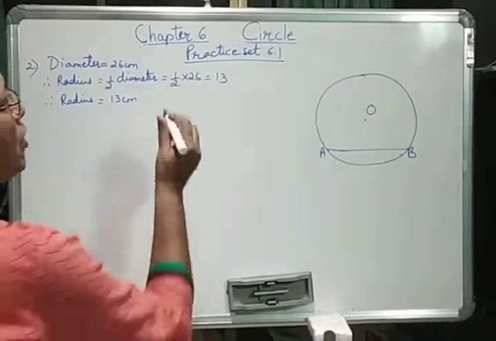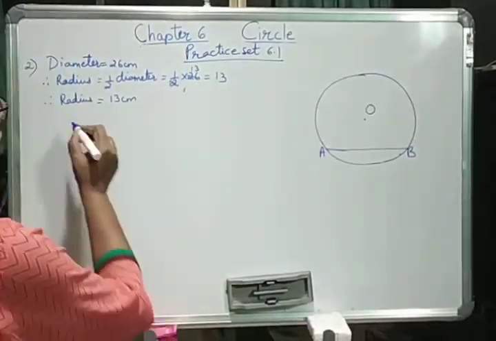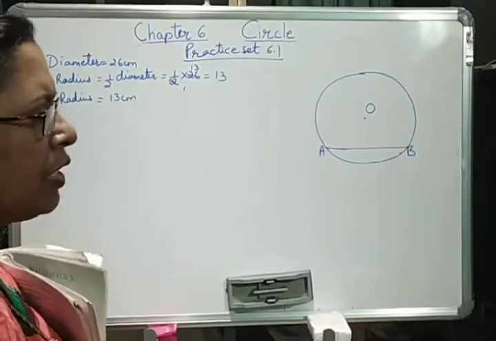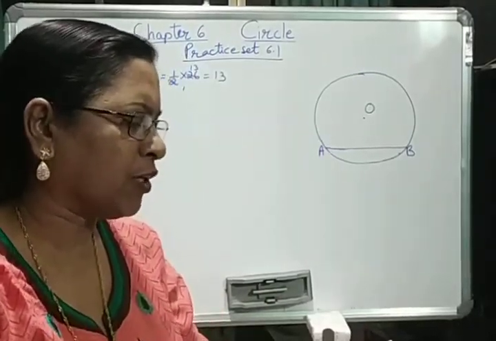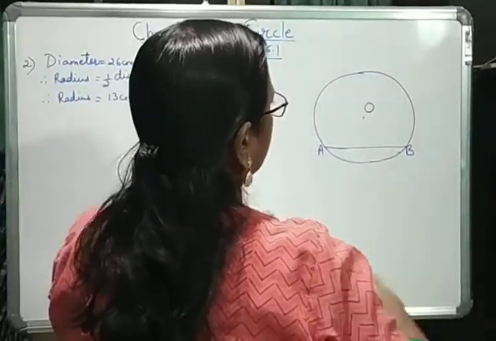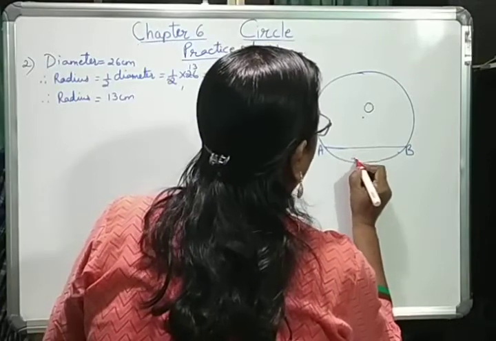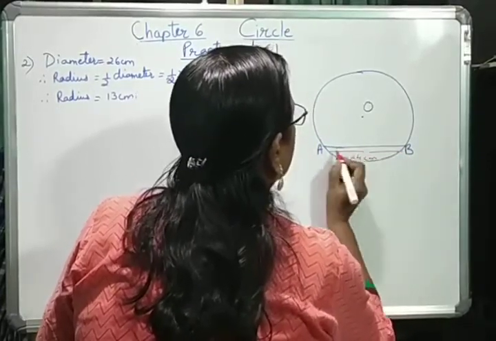So your radius is how much? 13 centimeter. So 2 ones are 2, 2 threes are 6, so 1 into 13 is 13. So your radius is 13. Now it is given that the length of the chord, that is, AB is a chord, is how much? 24 centimeter. So this full length AB.